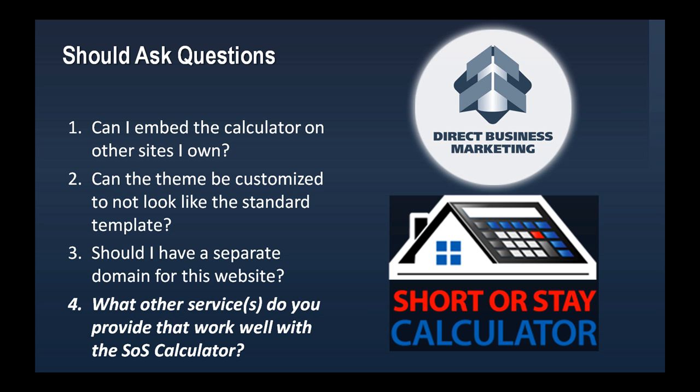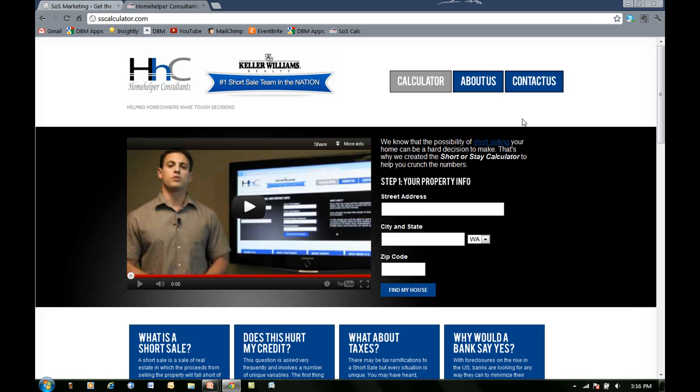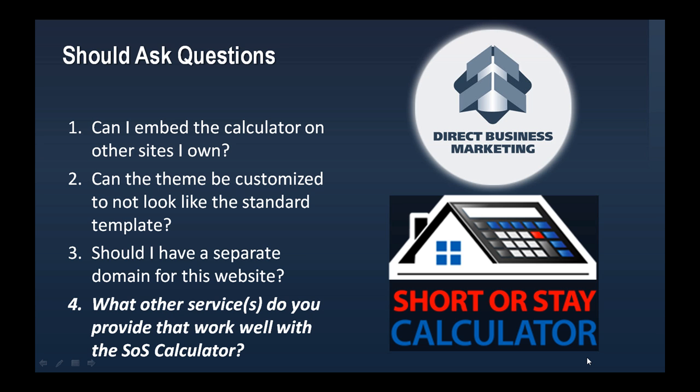Now, number 4, what other services do you provide that work well with the SOS calculator? A very, very common implementation is the calculator site plus a pay-per-click campaign, starting off with $500 a month. That will immediately get you leads, and that's a good strategy to implement. Not one time have we started it and there weren't leads coming through. So you do want to have both an organic and a paid strategy. The paid strategy is the pay-per-click.